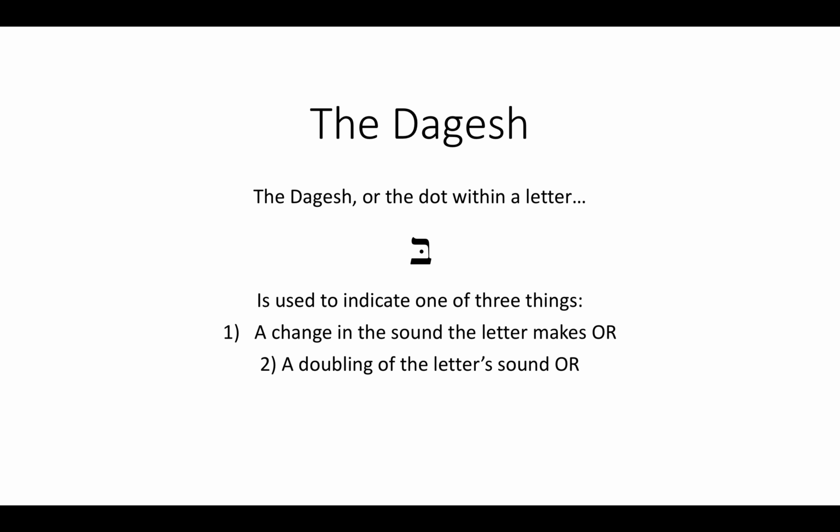So it can either change the sound, or it can mean that the letter sound has been doubled, or it can be either or both for certain letters. And here's where the confusion comes in. For particular letters, if you have a dagesh, it could be that the dagesh was put there to simply change the sound or to make sure that you read the correct sound, or it could mean doubling. And sometimes you don't know, and you have to figure that out using other circumstances.